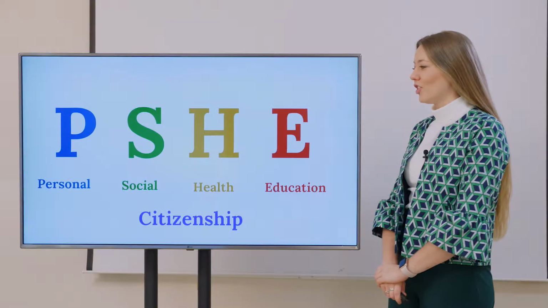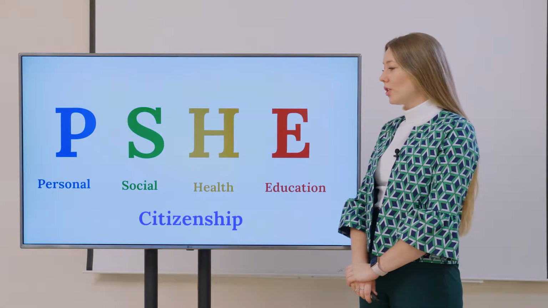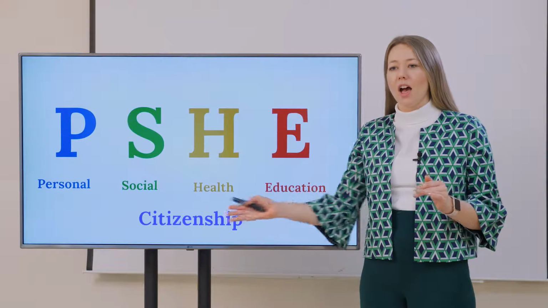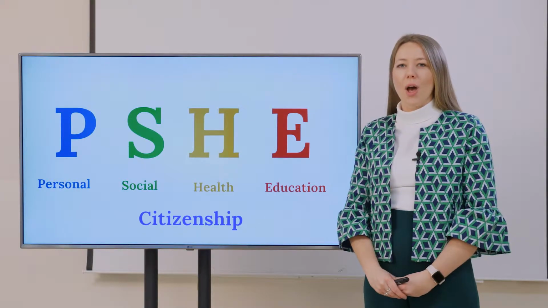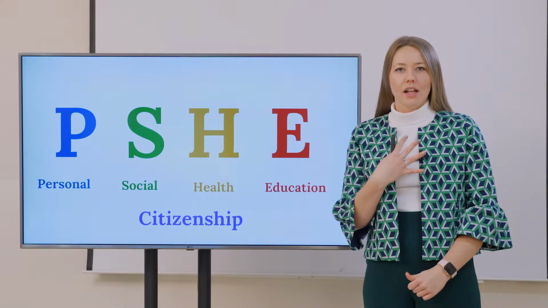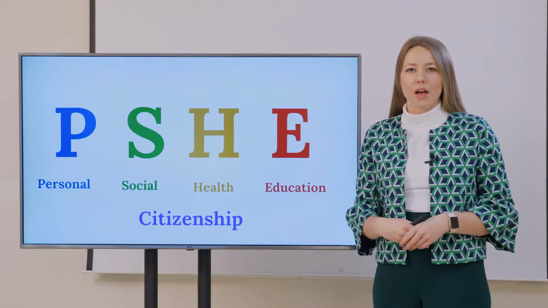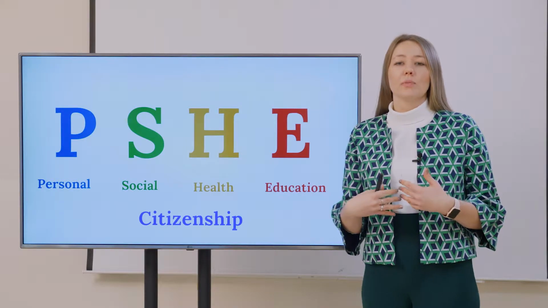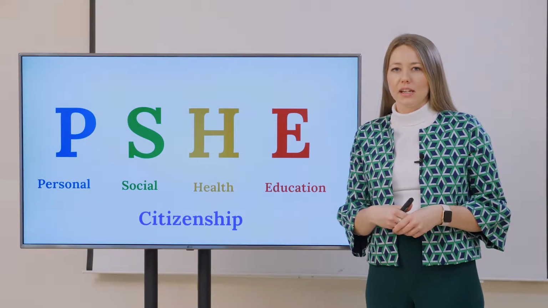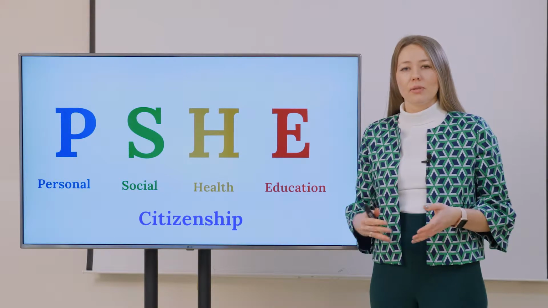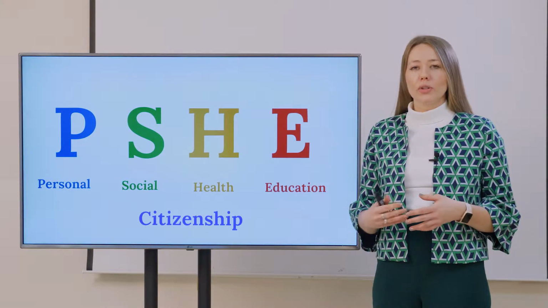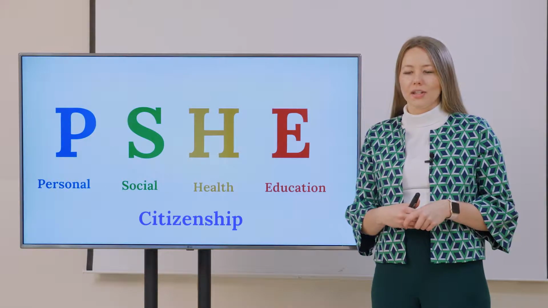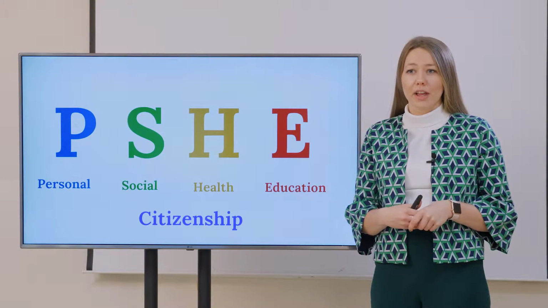So, PSHE stands for Personal, Social, Health Education, and that all comes under the umbrella term of citizenship. So, personal is all about the child, how the child learns about their own personal skills. Social is how the child learns to be sociable with other members of the community. That might be their peers in the classroom, their classroom teachers, but it also broadens to their family and their friends at home and the people in the wider community that they may come across as they grow older.